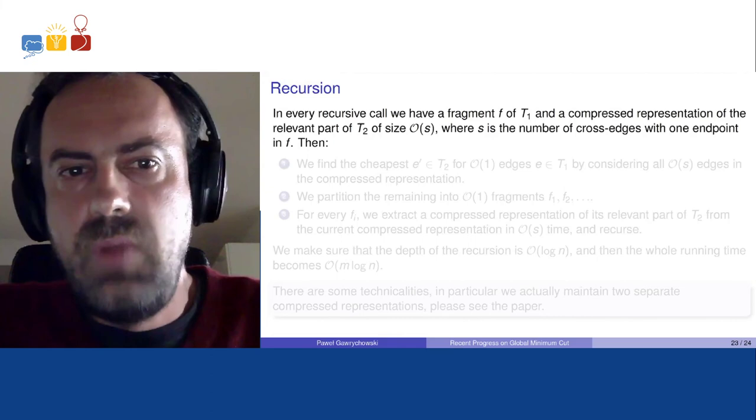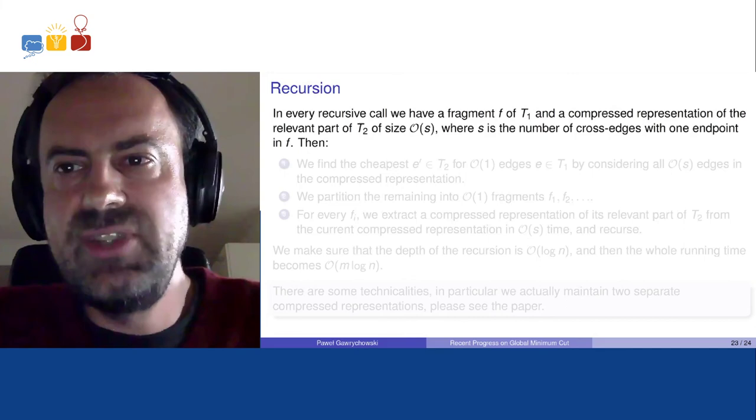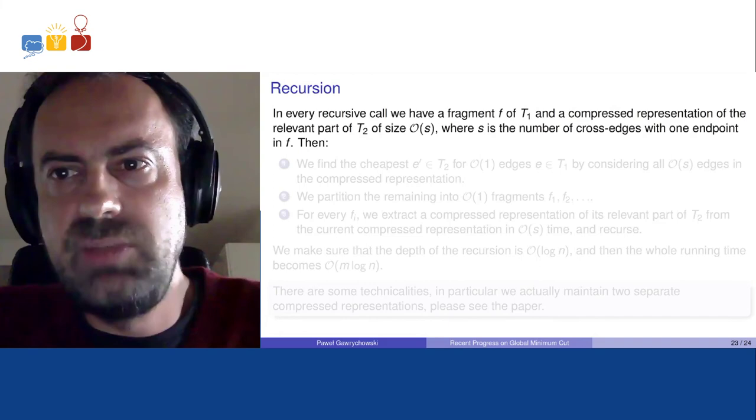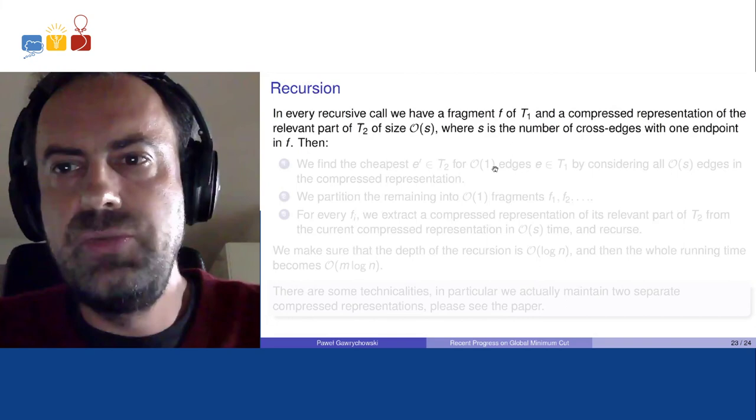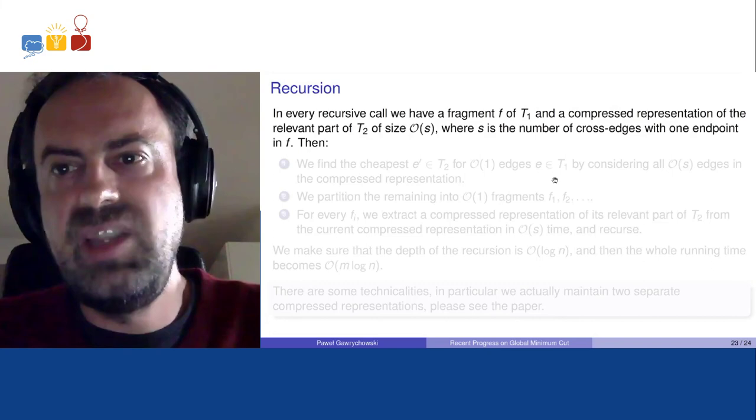Okay, and then we split the current fragment into smaller fragments. I will not explain how to do this exactly, but it's a divide and conquer. So you split into at most three subproblems. You take this fragment and you replace it by smaller fragments. You remove a few edges, a constant number of edges. So for those, you find the answer naively by going through the whole compressed representation of T2. Then the remaining part is partitioned into a constant number of smaller fragments.